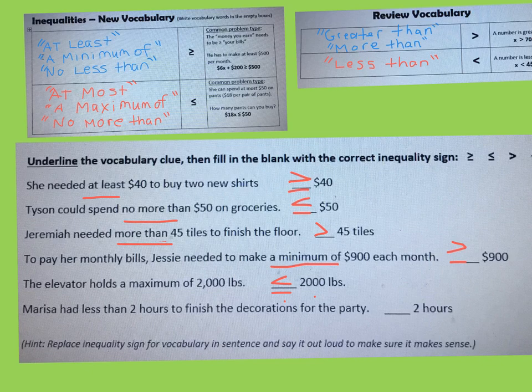All right, Marissa had less than 2 hours to finish the decorations for the party. So less than 2 hours. And we are done. All right, now paste this new vocabulary sheet in your notebook, please.